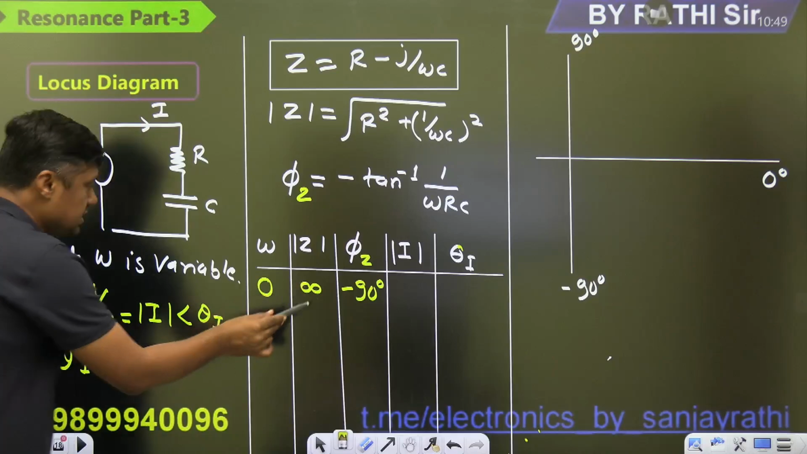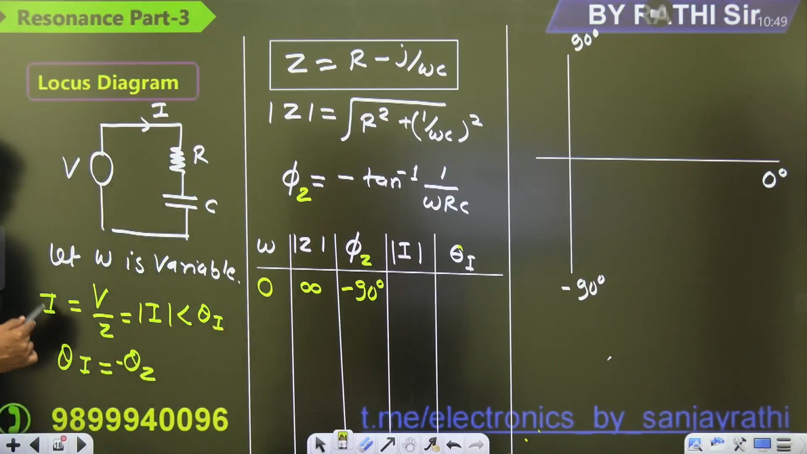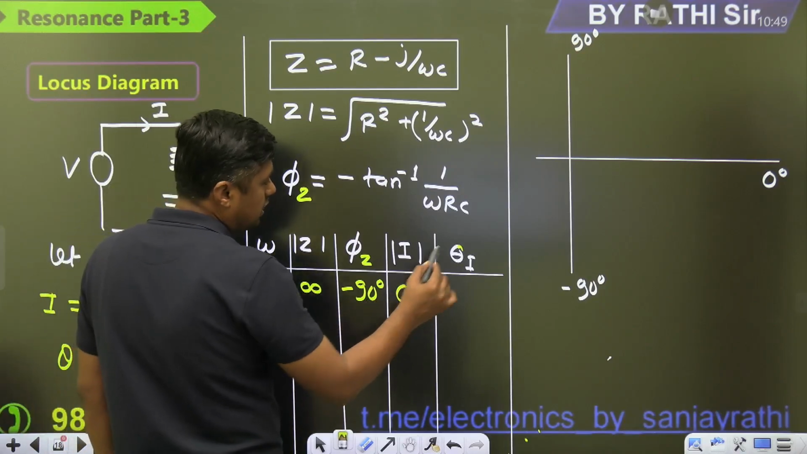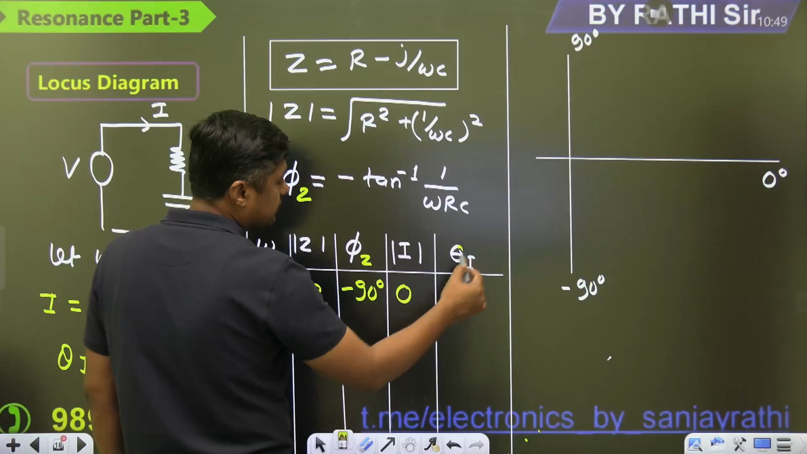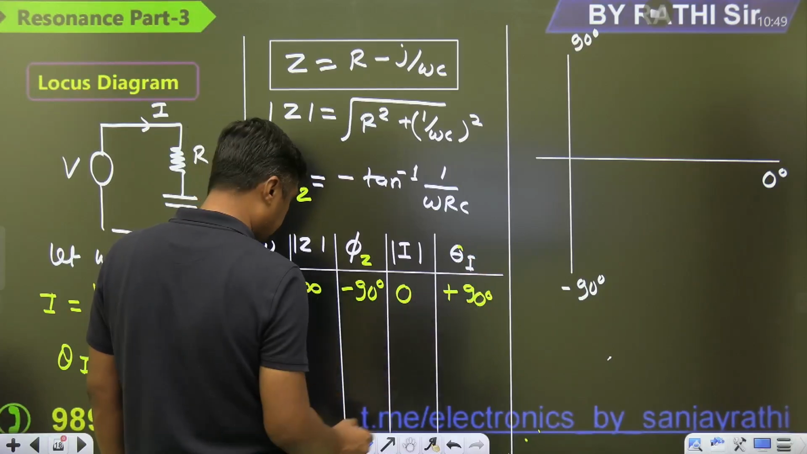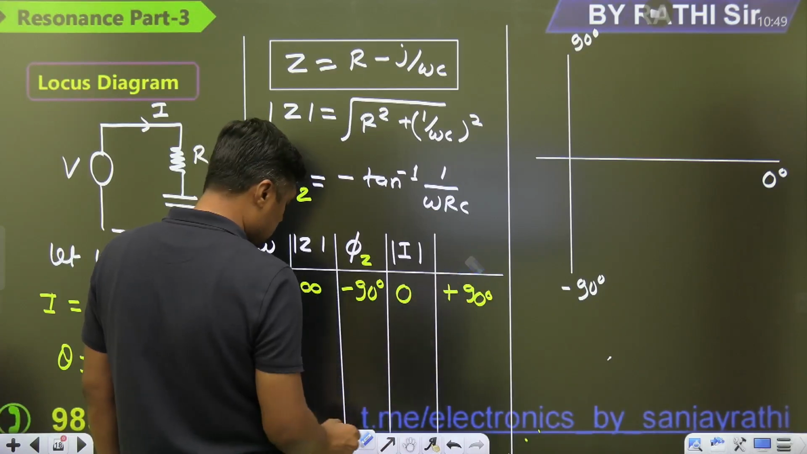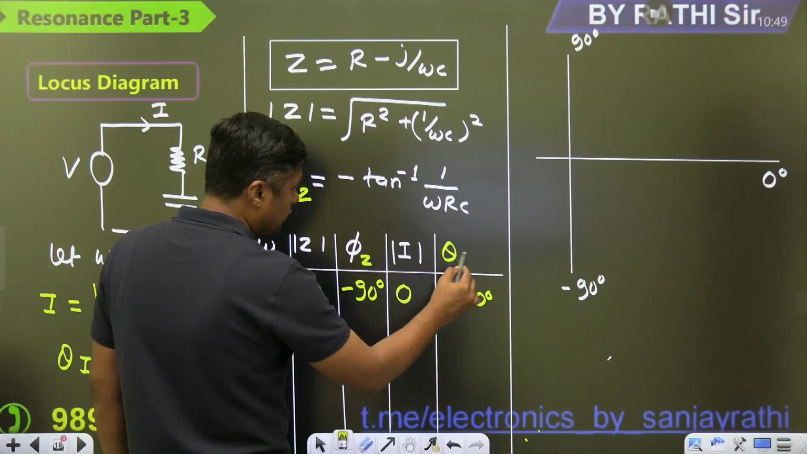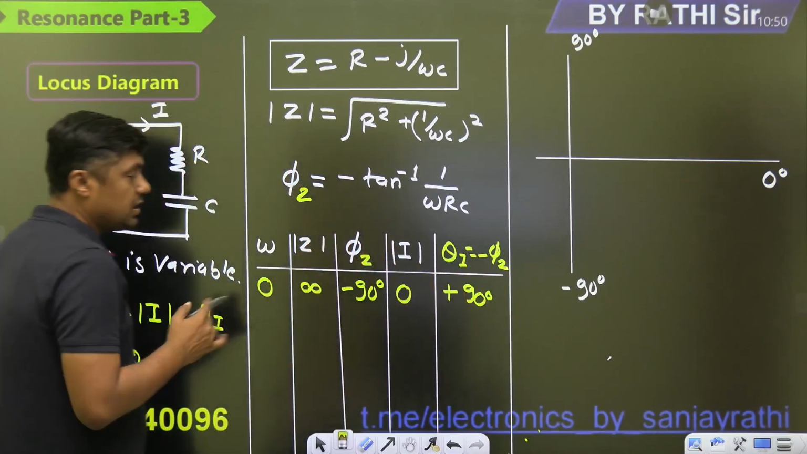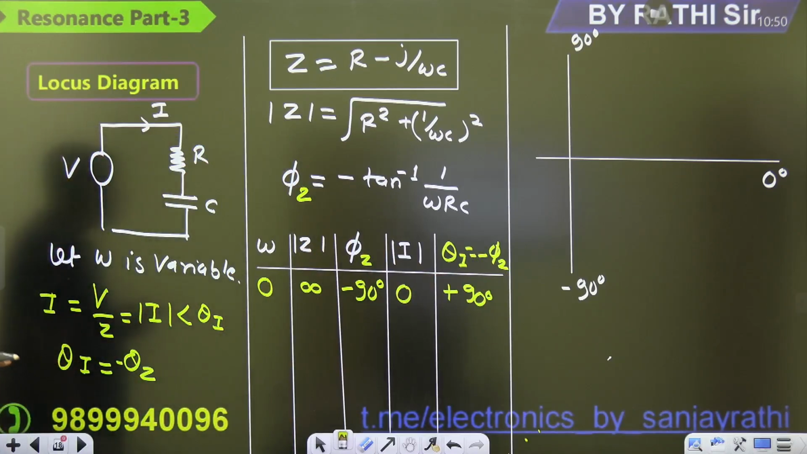When the impedance is infinity, what is the current? Current will become 0. And what is the angle phi I? Minus phi z. It is minus minus 90 degree, so plus 90 degree, because phi I is equal to minus phi z. It will become plus 90 degree. Now it is clear.